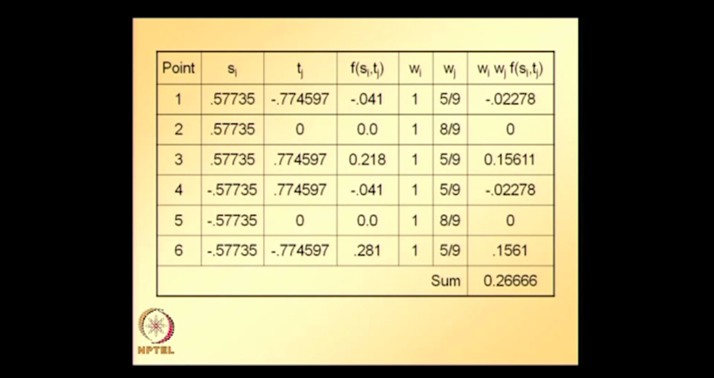The sixth column shows the weight in the t direction, and the seventh column shows the weight in the s direction times the weight in the t direction times the function value evaluated at that particular point. Summing up all the values in the seventh column, we get the approximate value of this integral. You can see here the approximate value obtained using Gaussian quadrature matches very well with the exact solution for this particular problem.